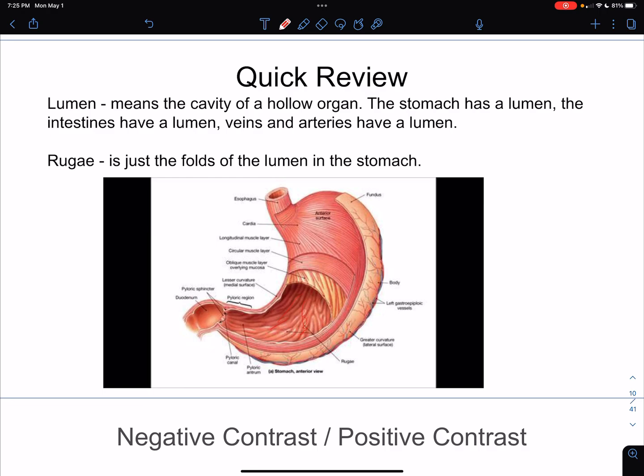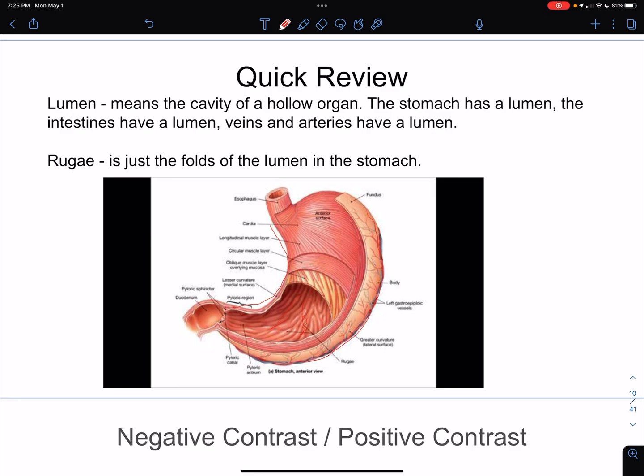Gastritis, they need to see the rugae. It tells them a lot of information about what potential pathology is going on. So also, another little quick review. You do need to know this is the lesser curvature of the stomach. This is the greater curvature of the stomach. These are terms you will hear quite a bit.